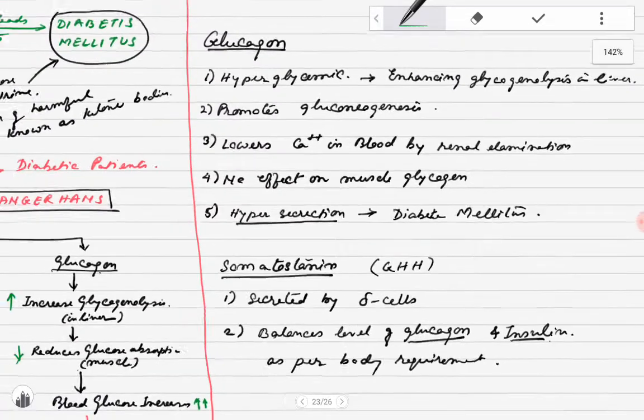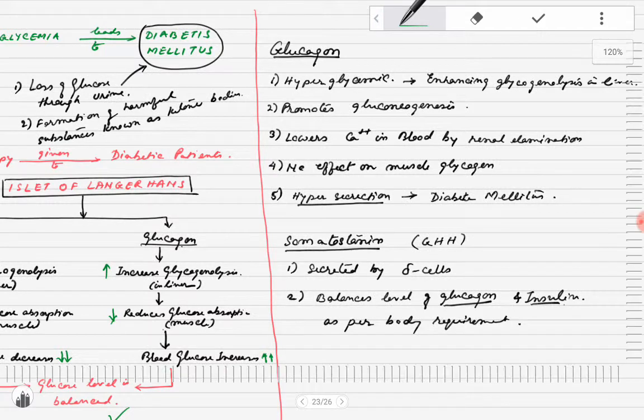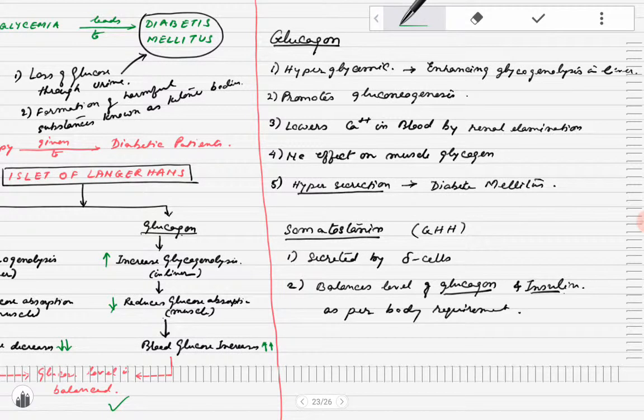Now, glucagon is hyperglycemic in nature. It enhances glycogenolysis in liver, and it promotes gluconeogenesis. It lowers the calcium concentration in blood by renal elimination. No effect on muscle glycogen. On its hypersecretion, it causes diabetes mellitus. And somatostatin, or the GHIH, is secreted by the delta cells. Now it balances the level of glucagon and insulin as per the requirement of the body.